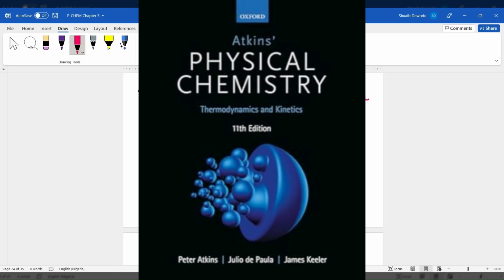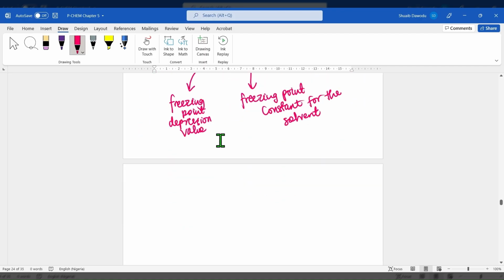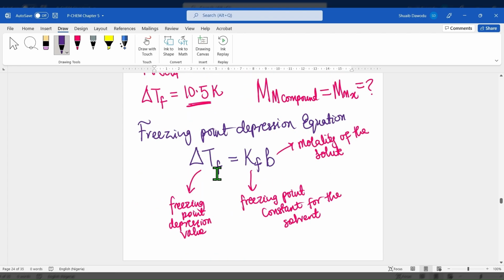Looking at the back of my page, I see the value of K sub F for this particular question. Let me write it down. K sub F, the freezing point constant for CCl4, tetrachloromethane, is simply 30 Kelvin kilogram per mole. So we have the value for ΔT sub F, we have K sub F, and all we don't have the value for is molality. But we can substitute the values of ΔT sub F and K sub F to determine the molality.